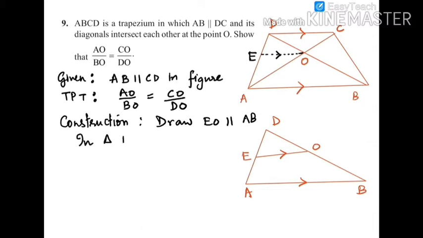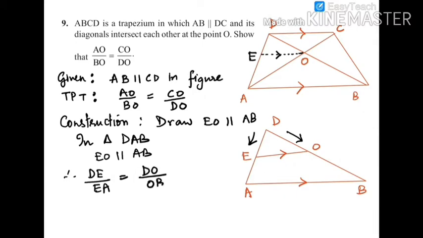So start with the triangle. In triangle DAB, EO is parallel to AB. Therefore, DE upon EA will be equal to, I started from point D and I am writing the ratio in this direction. So, on the other side also, I will start from D and go in the same direction. So, DE upon EA is equal to DO upon OB. Mark this result as 1.